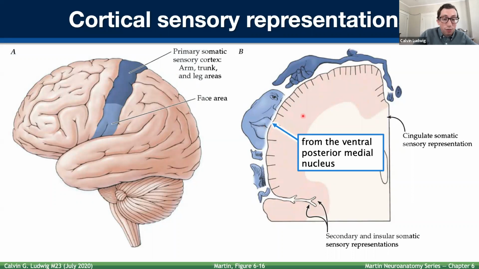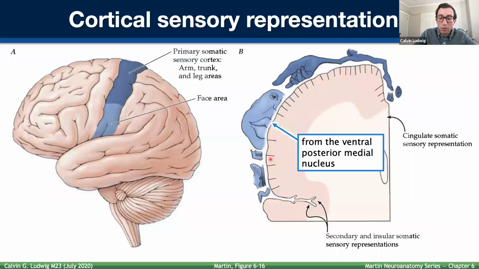In many species of rodents and carnivores, by contrast, the face representation is more extensive than that of the fingers and the tongue and the perioral region because of the large whiskers these species have, and the whiskers are their principal tactile, discriminative, and exploratory organs.